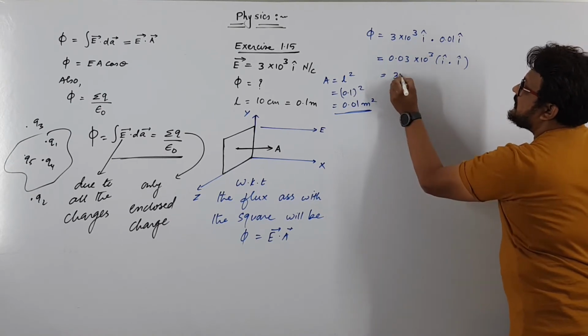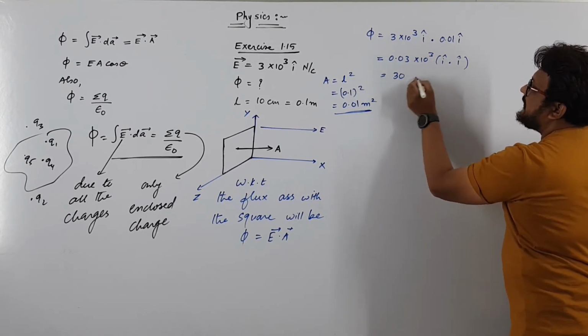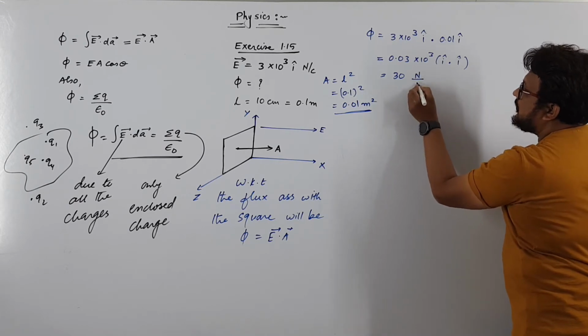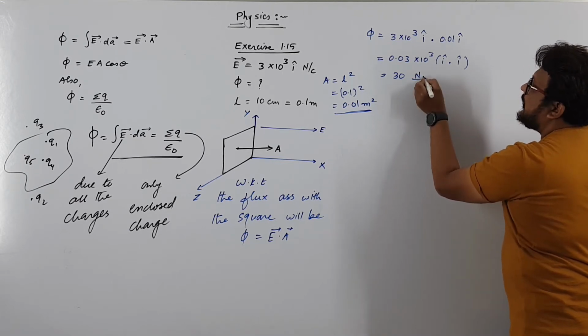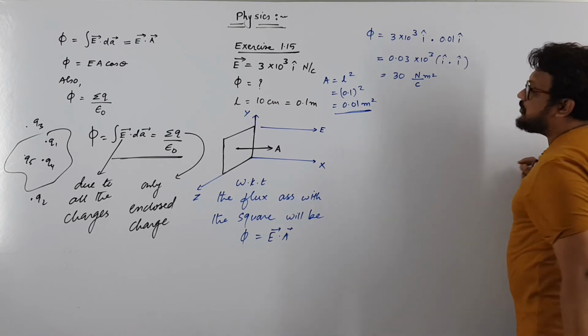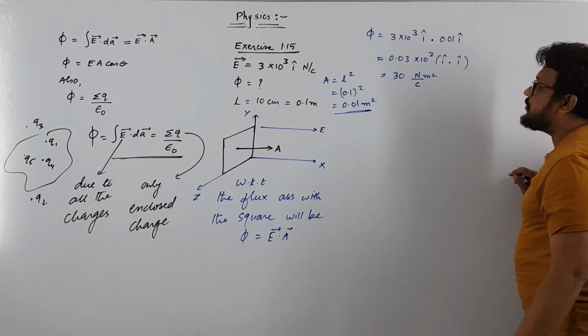So that is 30. Electric field is Newton per Coulomb and area is meter square. So Newton meter square upon Coulomb will be its unit.